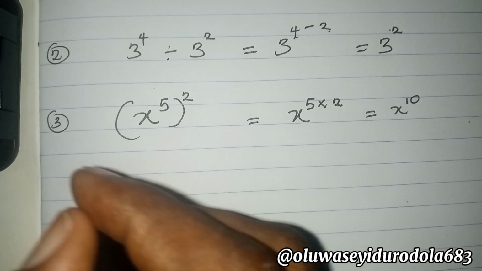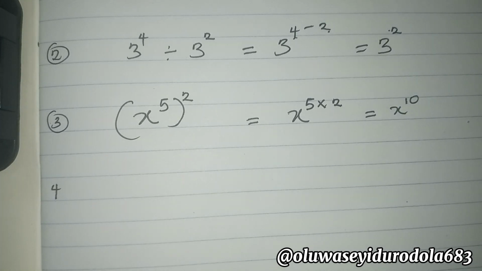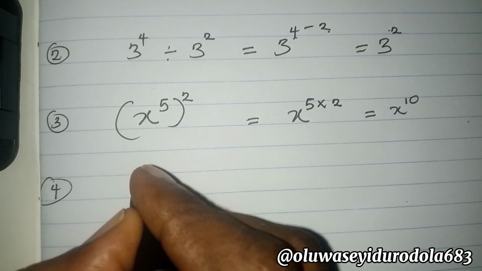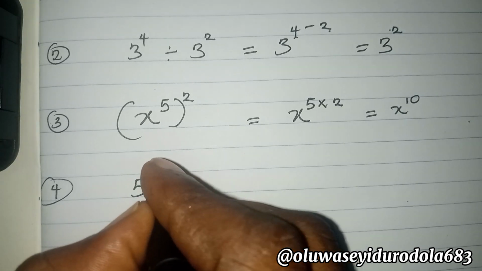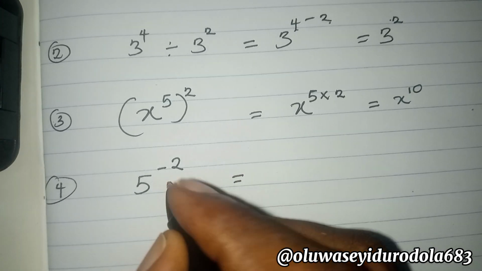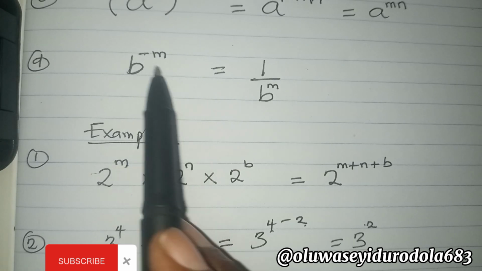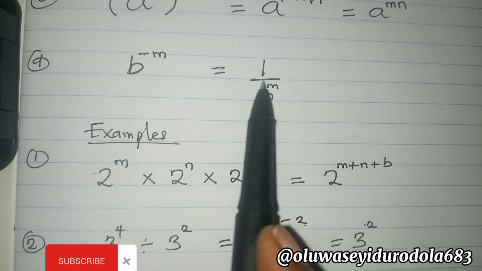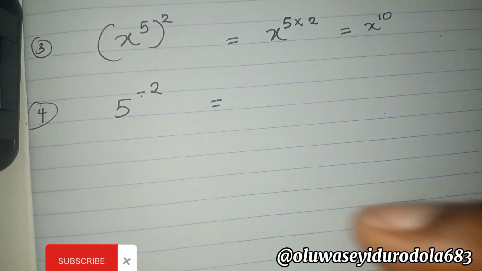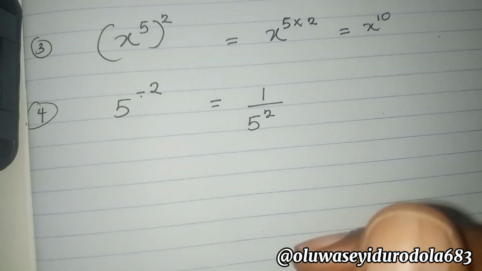All right. The next example. We have 5 raised to power minus 2. According to the law of indices, this minus becomes reciprocal, just as we see here. The minus here becomes 1 over this. So we apply the same rule here, which we have 1 over 5 raised to power 2.